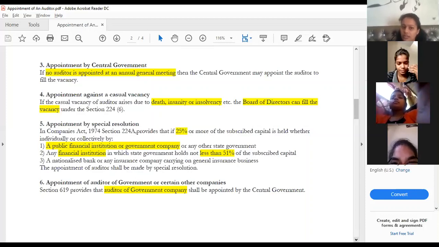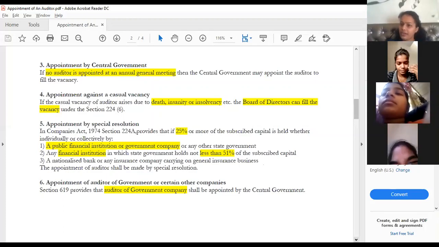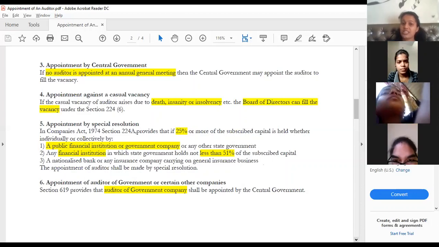So if an auditor dies, becomes insane, that is he loses his mental balance, or becomes insolvent, that is he becomes bankrupt, in such a situation, the board of directors can fill the vacancy. For example, an auditor was appointed in the current year, but because of some reason he becomes insane, he loses his mental balance, so in such a situation he is not able to conduct the audit. Now in such a scenario, the board of directors have the authority to appoint the auditor.